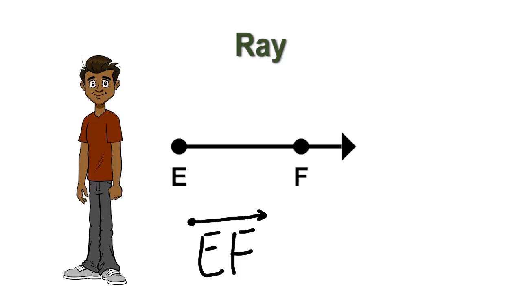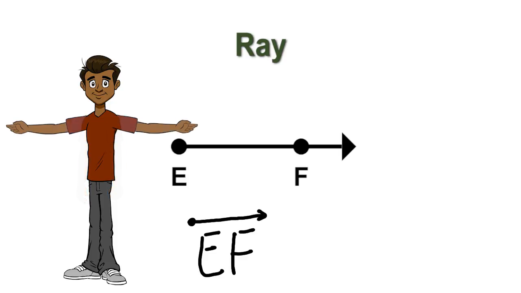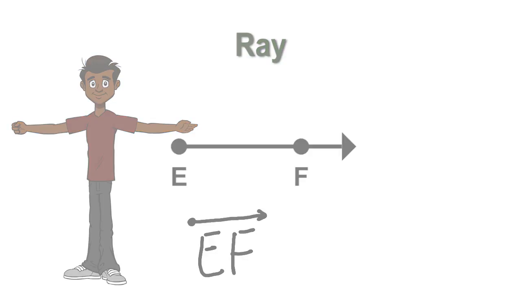A way to remember a ray is by making the action with our arms for a line, but closing one fist and having an open hand on the opposite arm. The closed fist represents the endpoint and the open hand represents the arrow.